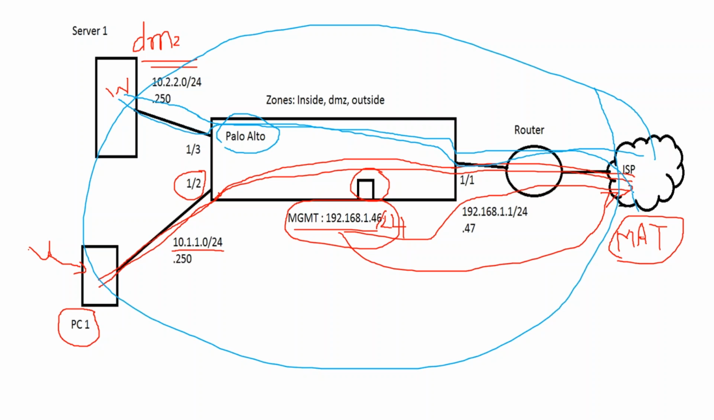So for example, if there are more than one ISP, like 10 or 20 ISPs, does the management interface keep all the data of those ISPs in it?